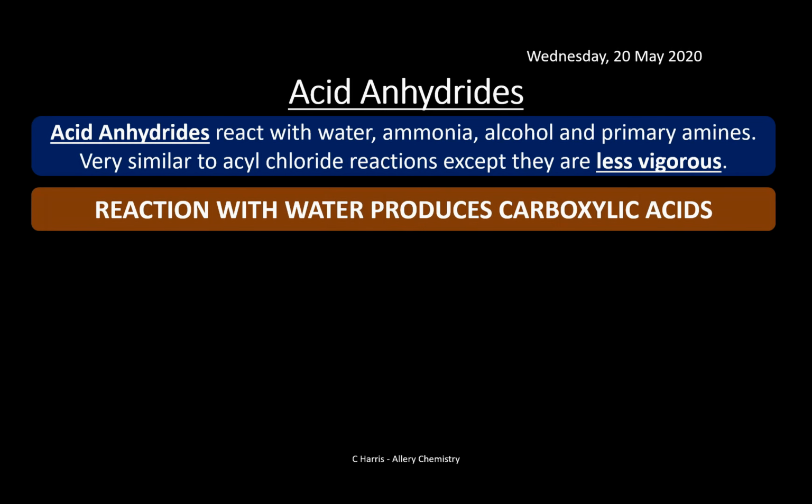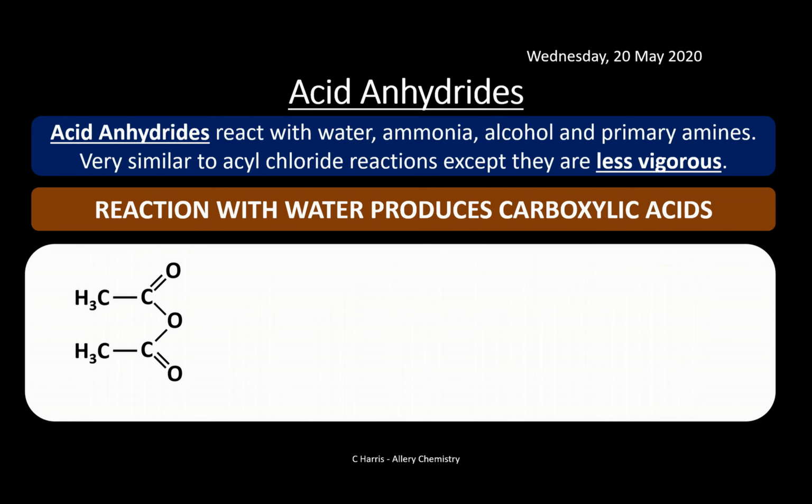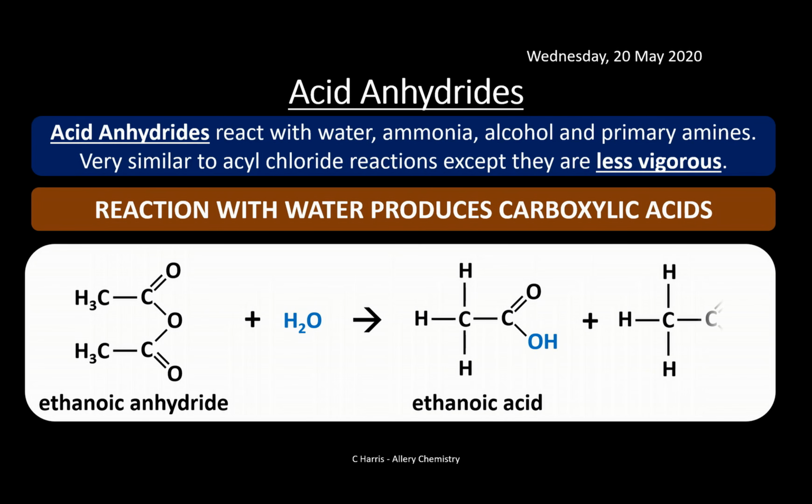So let's have a look at the first one. We're going to take an anhydride and react it with water. Now this produces carboxylic acids. So there's our ethanoic anhydride. We're going to react it with water, and that's going to form ethanoic acid, and also we're going to produce another molecule of ethanoic acid in this case as well. So we're going to produce 2 of them. But again, I've color-coded it so you can see where the molecules are coming from.